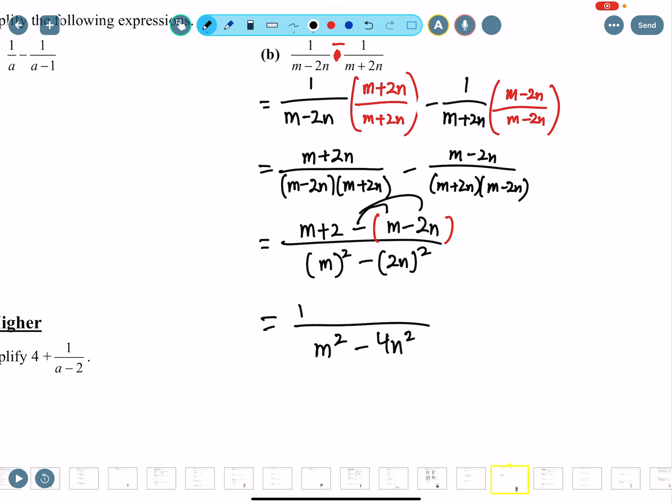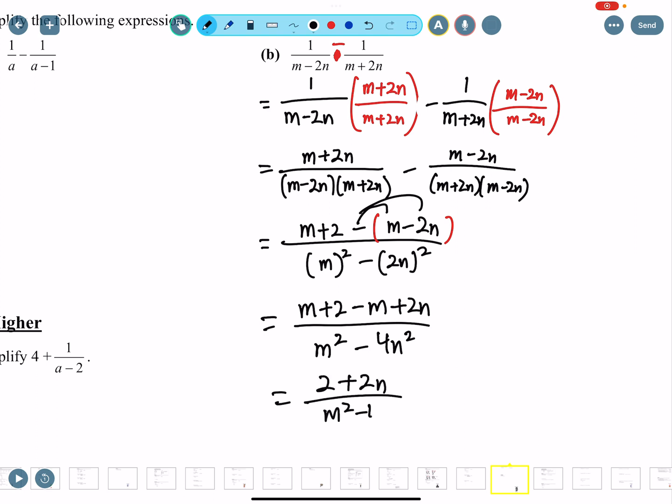On the top, it's going to be m plus 2n. Negative times positive is negative m. Negative times negative is positive, positive 2n. And see if you can further simplify. m minus m is going to be 0. 2n and this one cannot be combined, so it's just going to end up as 2n plus 2n.